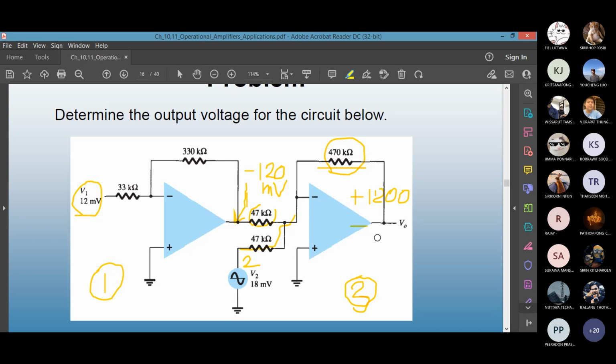So your total output is this minus this. How many millivolts is that? 1020 millivolts. I think it's 1020, isn't it? Yes. 1020 millivolt means 1.02 volts. So the final output from this circuit is 1.02 volts, which is the same as 1020 millivolts.